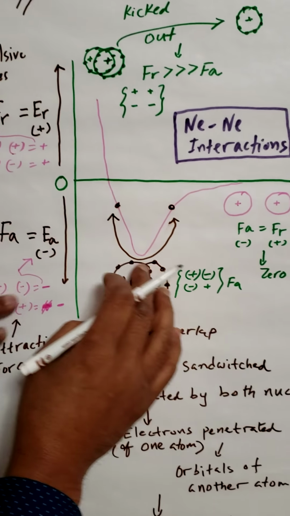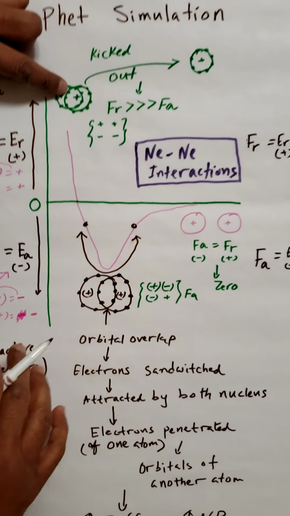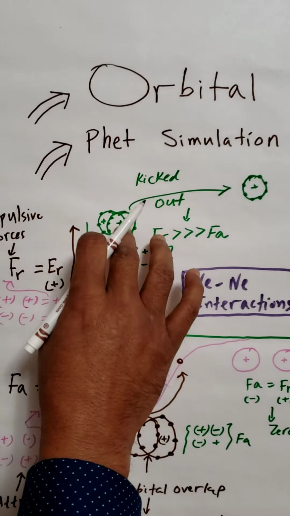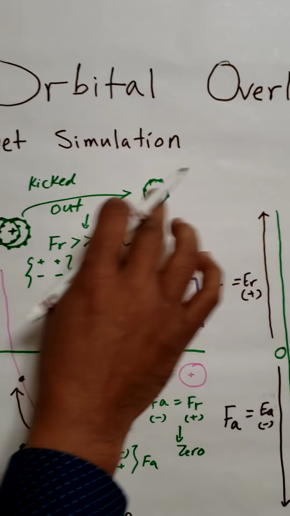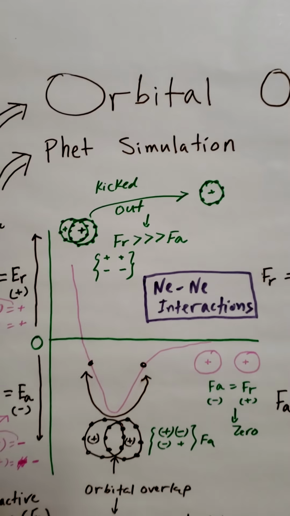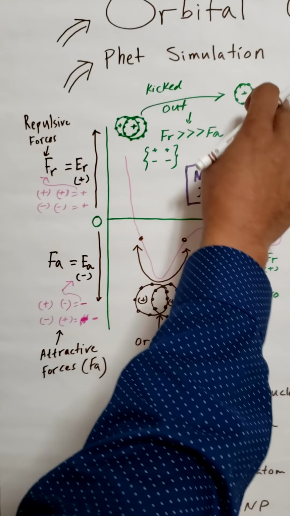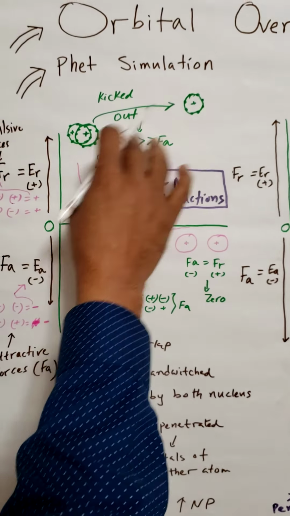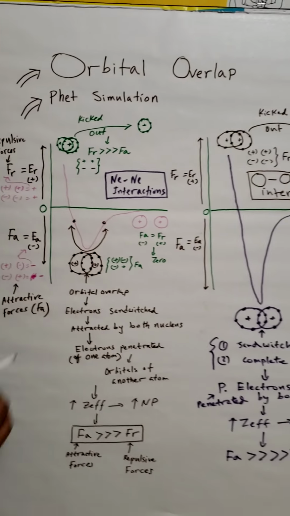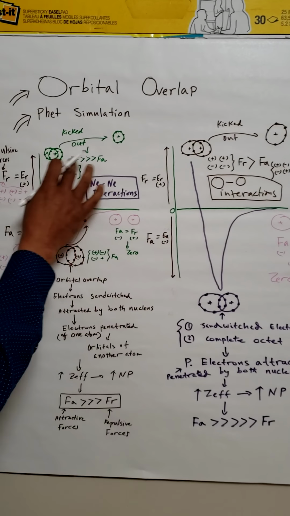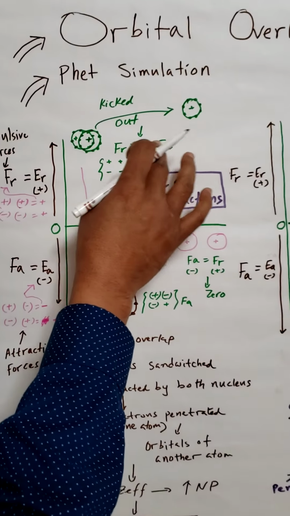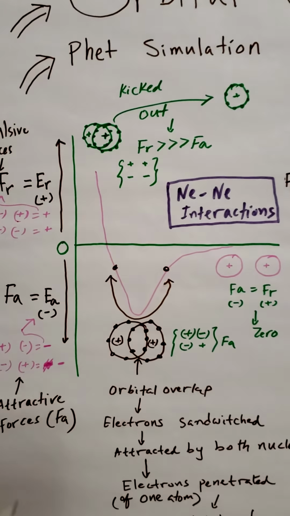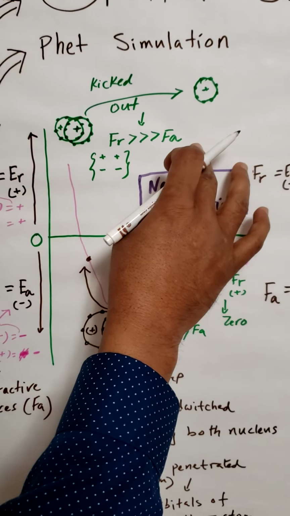And when you brought them very close to each other, the atoms were kicked away, right? So now you see why the atoms were kicked away. Kicked away means there are repulsive forces. So FR, the repulsive force, is much higher than the attractive force, FA, right?